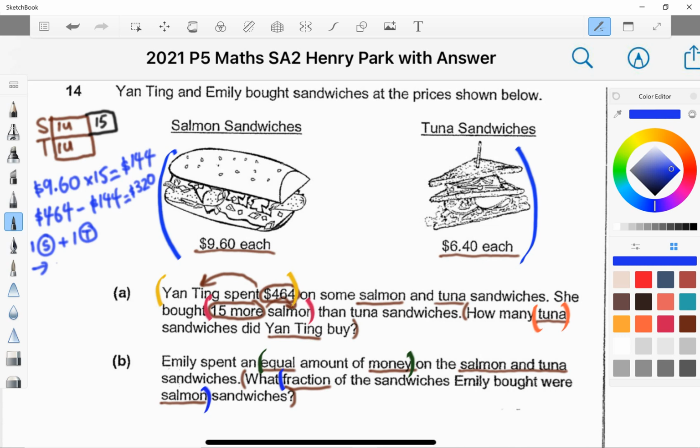And it's actually $9.60, the salmon sandwich, plus $6.40, this tuna sandwich. So $9.60 plus $6.40, and it gets us down to $16. And we have to make sure that this $320 must be a multiple of 16. And indeed it is, because when I take $320 divided by $16, I would actually get a very nice number called 20. And 20 would be 1 unit.